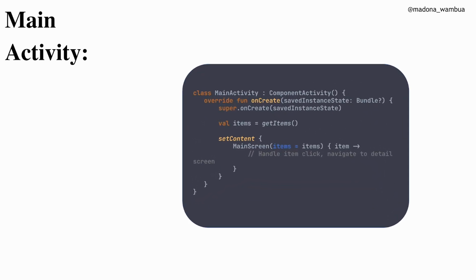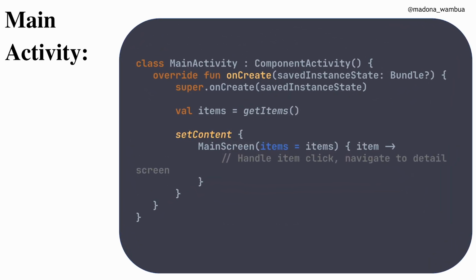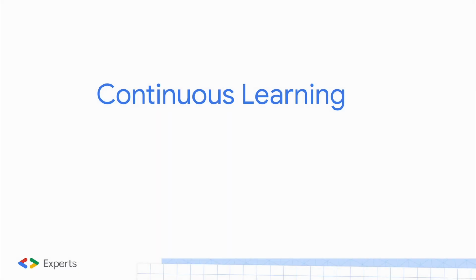Simple as that. And then voila, once we're done, this is how the main activity looks. And then we'll call the main screen, which has items, and then we can handle item clicks and navigate to detail screens. And that's it.